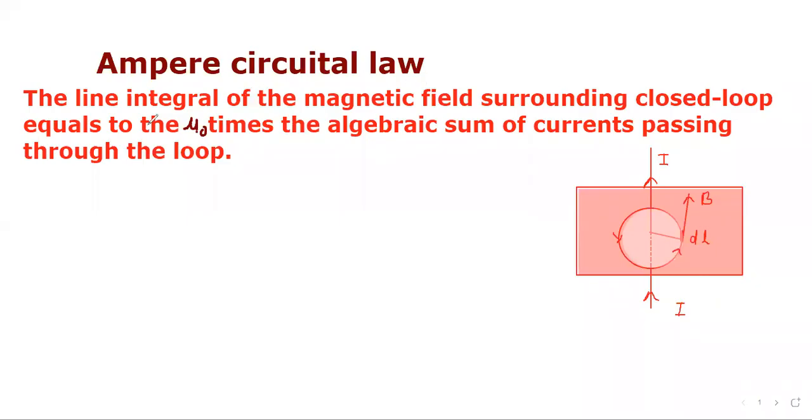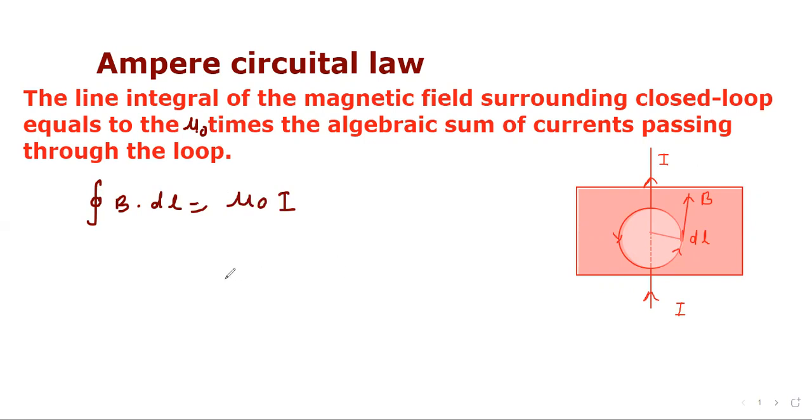Ampere's circuital law: the line integral of the magnetic field surrounding a closed loop equals mu zero times the algebraic sum of currents passing through the loop. That is, closed integral B dot dl equals mu naught I.